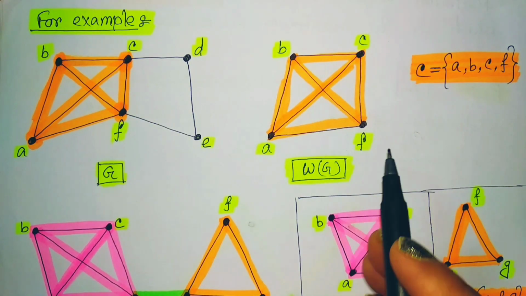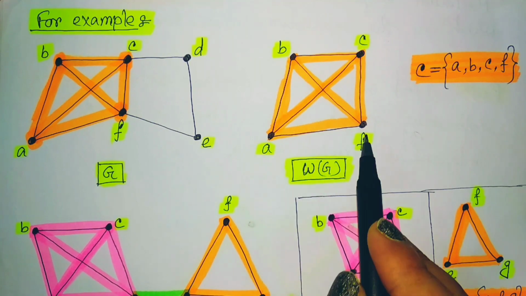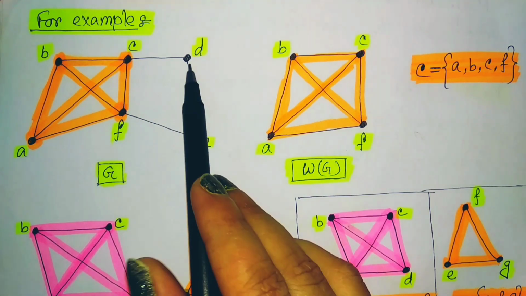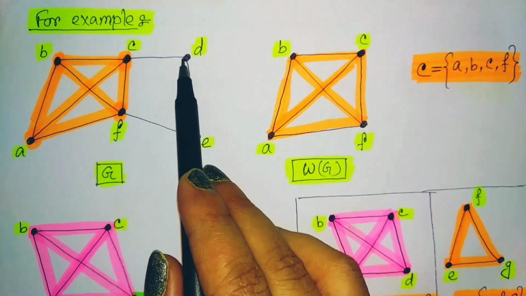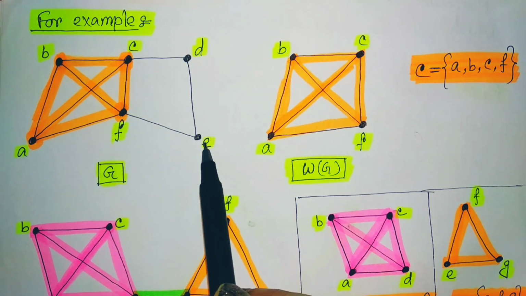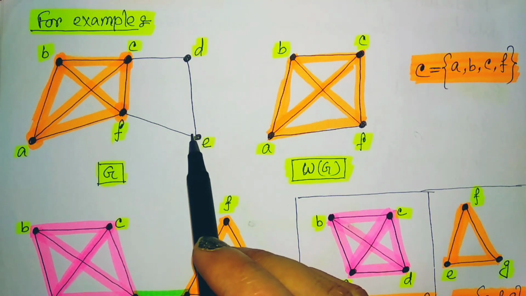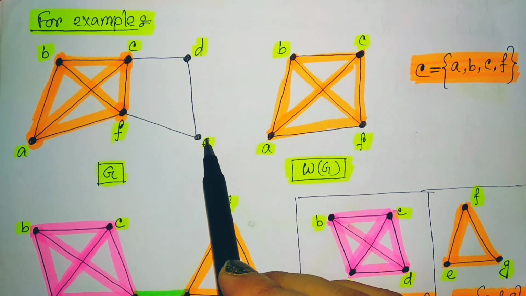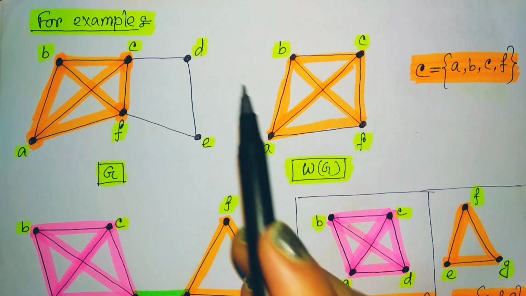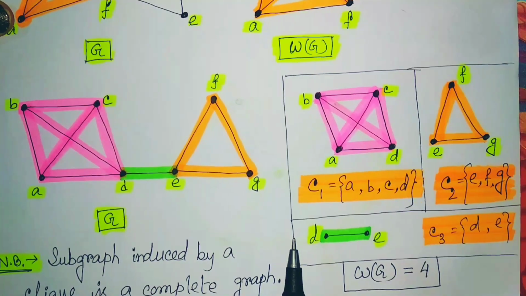Being a clique, it has to be a complete graph definitely. Now if we consider this as the subgraph, then it is not complete, so it is not a clique. If we consider only these two vertices, that means E and D, and consider this as a subgraph, then it is a clique because it is a complete subgraph. Now another example we may consider.